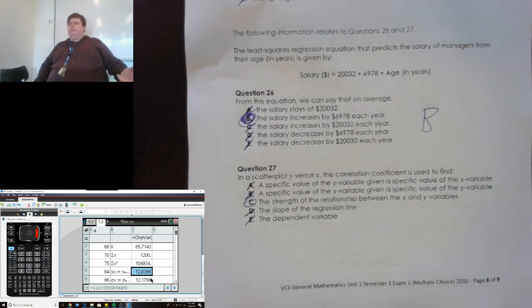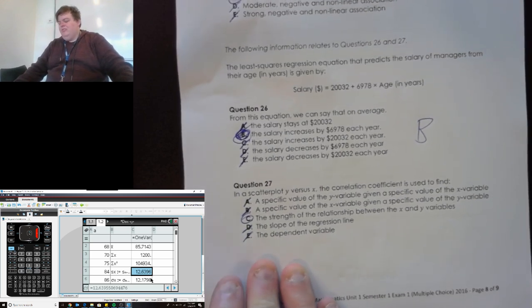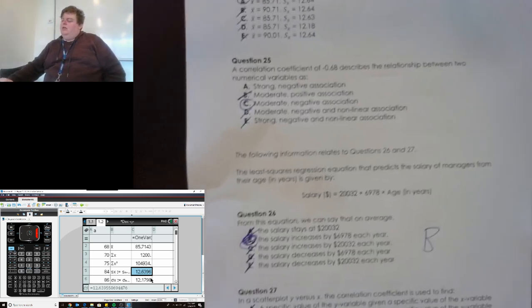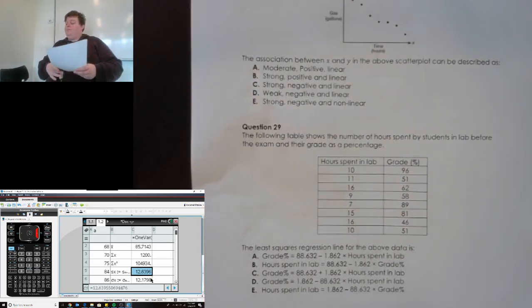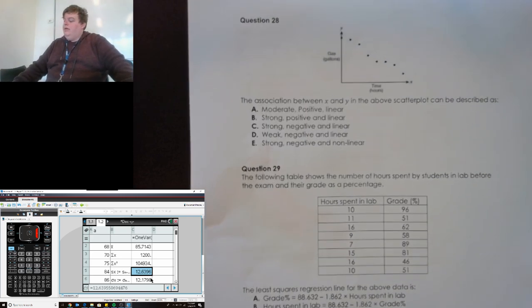The slope of the regression line is the m value in the regression line, and the dependent variable is the one that is affected by the independent variable. But we don't even cover that language anymore, so don't stress too much about that. We'd use something else instead. Let's get rid of that.